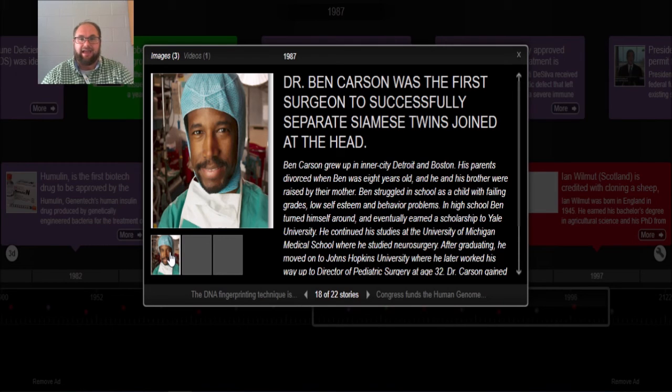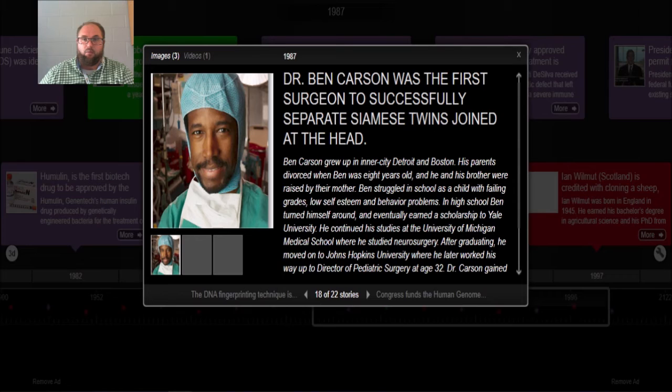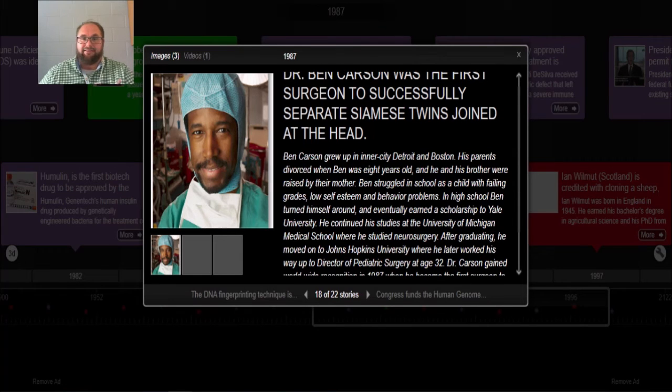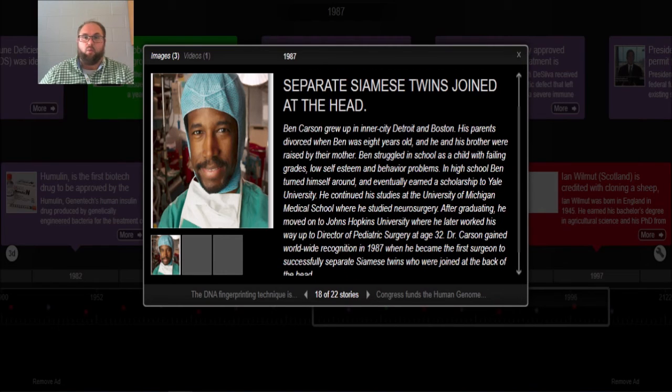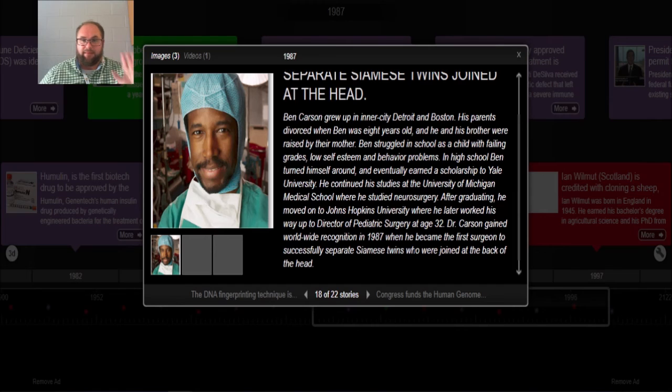And he eventually got a scholarship to Yale University and continued his studies to the University of Michigan Medical School, where he studied neurosurgery or brain surgery. After he graduated, he moved to Johns Hopkins University Hospital, where he worked his way up as a surgeon and became the director of pediatric surgery at the age of 32. Dr. Carson gained worldwide recognition in 1987 when he became the first surgeon to separate conjoined twins who were joined at the head, a feat that had never happened before.